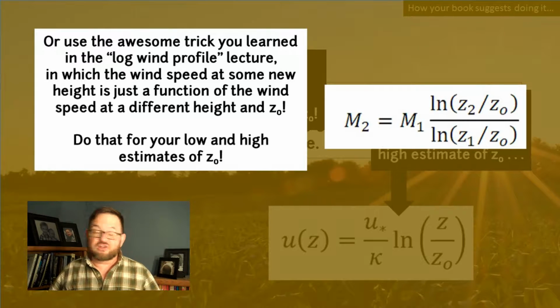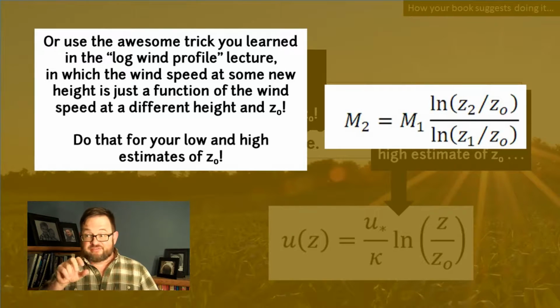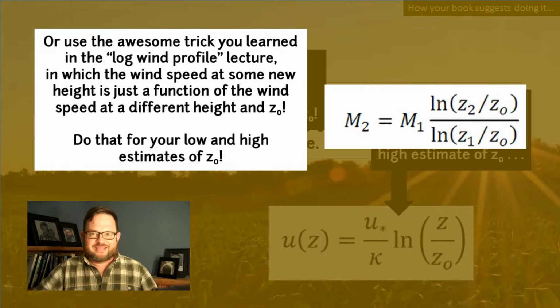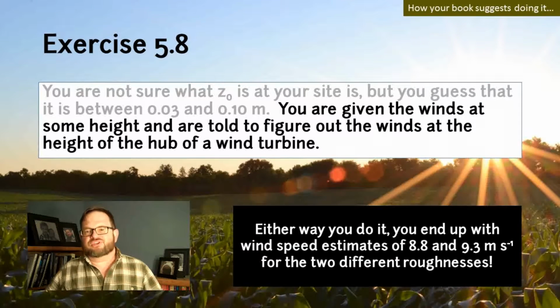You don't actually need the U star at all to make this problem work. What you can do is take the wind that you're given and your low estimate of Z naught, plug them in and get a wind estimate at the height of your wind turbine's hub, M2, M here being our symbol for wind speed in this particular form of the equation. And then do the same procedure again, but plug in your other value of Z naught, your high estimate of the aerodynamic roughness length, and you get a different value of M2, the wind speed at the height of the hub, and you don't even have to mess with that whole business of the U star. So this is even more clever than the clever way that your book was doing it. But either way you do it, you come up with the same answer.